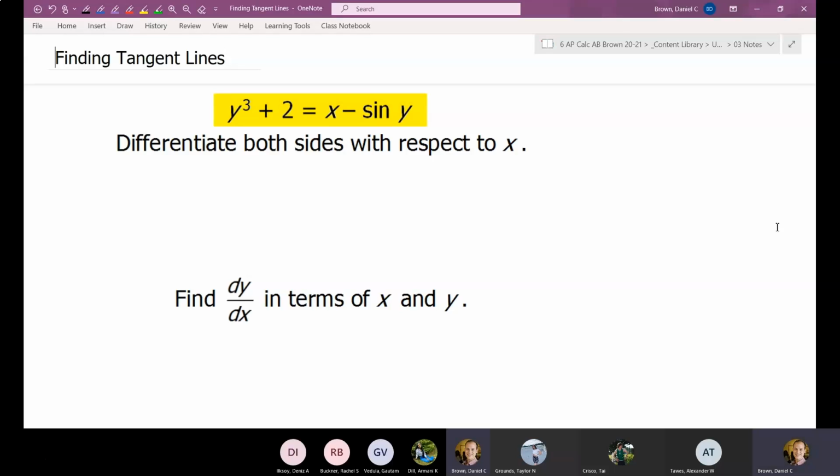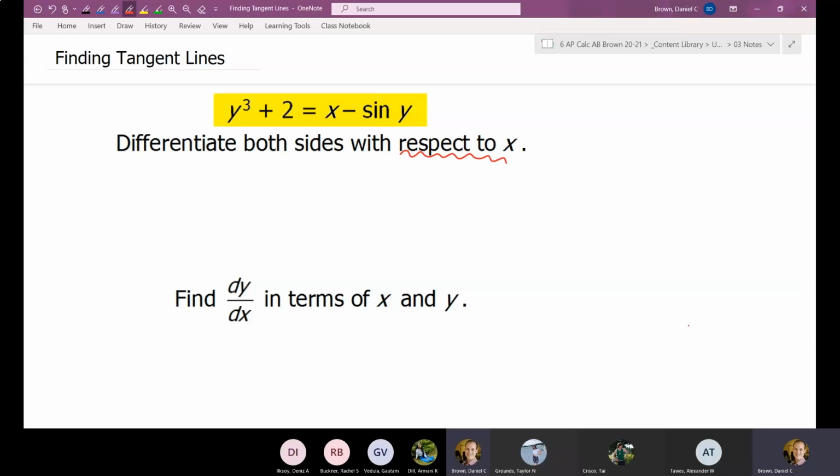More often, though, on my tests, AP exams, and moving forward, it will say find dy dx in terms of x and y. When you see the instructions worded this way, it's going to add one more step. You're still going to need to take the derivative of both sides, but then you need to do the algebra to solve for dy dx and isolate it. So let's go ahead and take the derivative of both sides. Again, we're doing it with respect to x. Anytime we take the derivative of something that is not x, I need to make sure I do it implicitly.